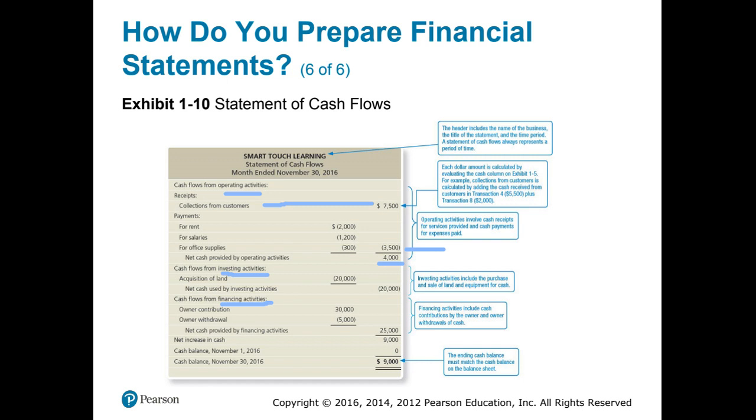And so our net increase in cash is $9,000. The balance at the beginning of November, we started with 0. So we had 0 at the beginning of November. And then the balance at the end of November, we see here is 9,000. So the ending cash balance is 9,000.